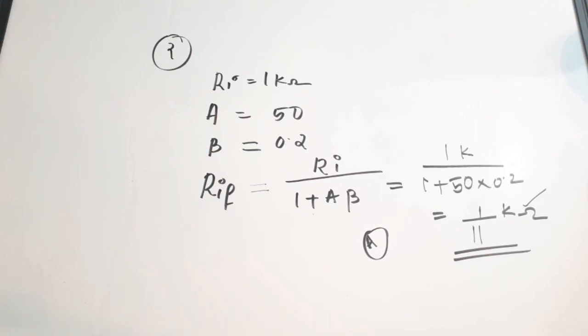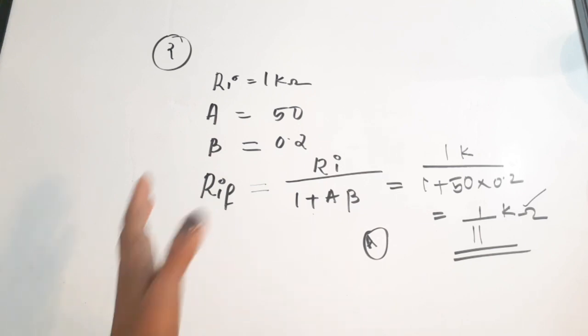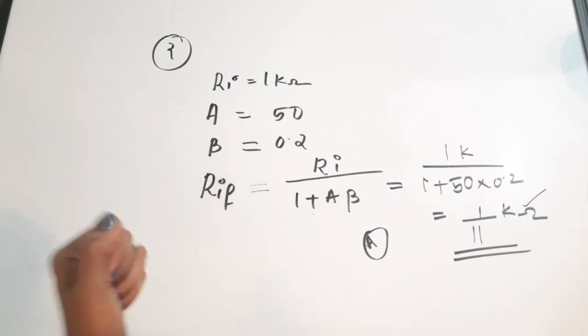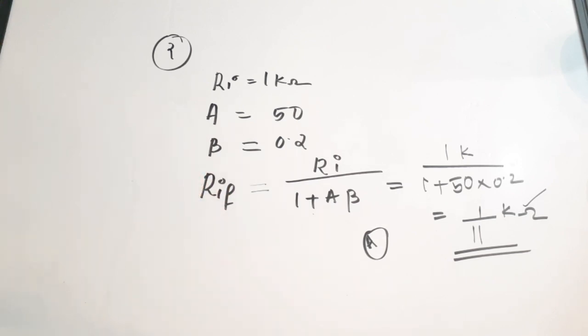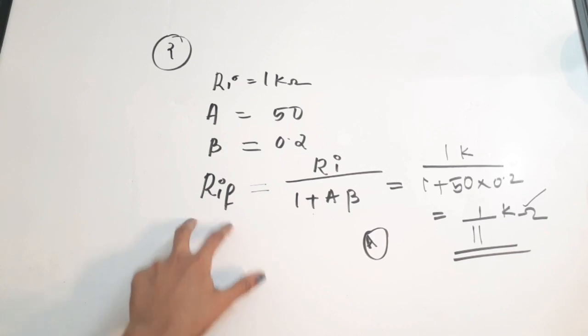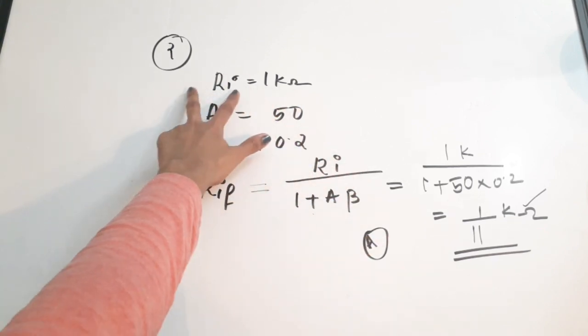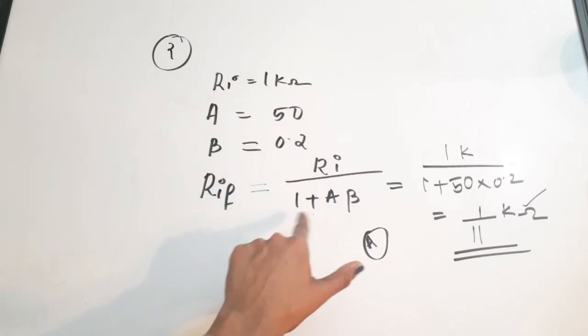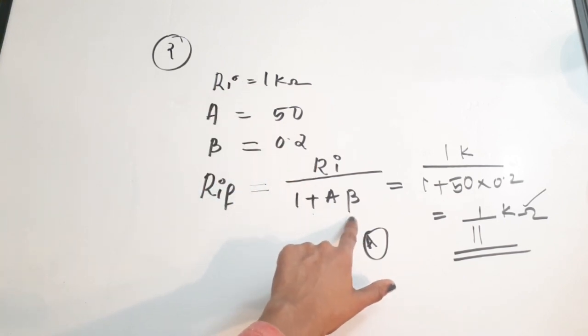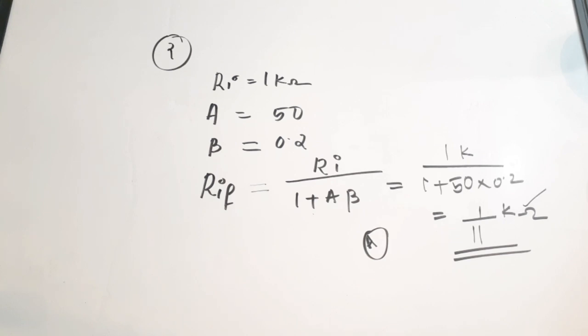I hope that you understood how to do this question. We are creating a negative feedback circuit with an amplifier and a feedback circuit. The feedback factor is directly given to you, and the amplifier's gain is given to you. You need to find the input resistance of the feedback circuit. For that, you take the input resistance of the amplifier divided by 1 plus A beta, where A is the gain of the amplifier and beta is the feedback factor. So the answer obtained here is 1 by 11 kilo ohms.